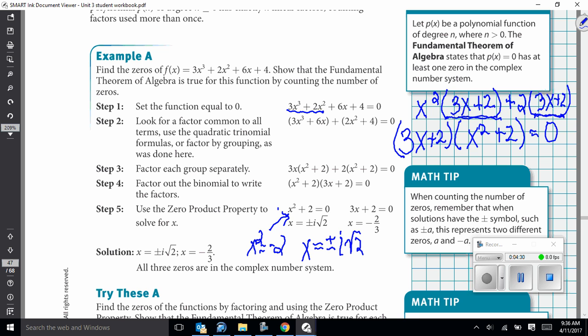So those are our 3 roots. Since this is plus or minus, that's 2 roots, and then our 1 root here. With this one, we have 1 real root and 2 imaginary, but it gives us a total of 3 roots. So not too bad, right?